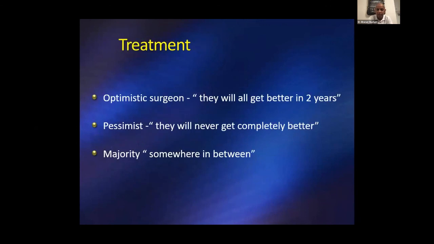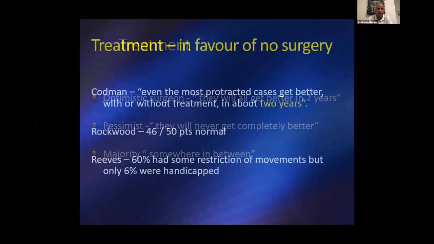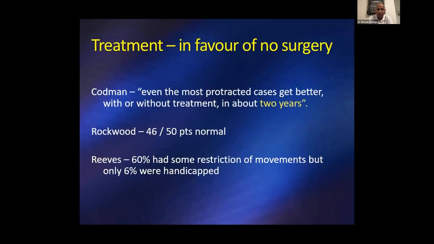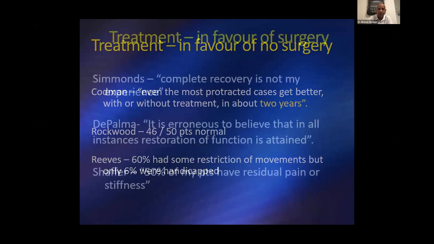Treatment: the optimistic surgeon says they will all get better in 2 years' time. The pessimist says they will never completely get better. And we all are somewhere in between, the majority of us. In favor of no surgery, Codman said even the most protracted cases get better in about 2 years' time. Rockwood said 46 out of his 50 patients were normal, and Reeves found 60% had some restriction of movements, but only a few were handicapped by this restriction.